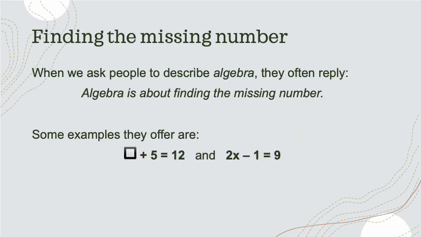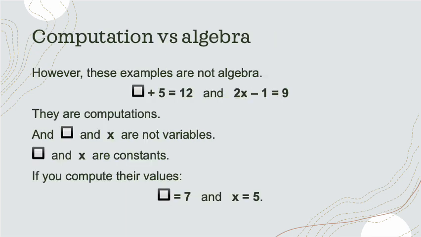When we ask people to describe algebra, they often say something like, algebra is about finding the missing number. Some examples they offer are blank plus 5 equals 12 and 2x minus 1 equals 9. However, these examples are not algebra. They are computations. And blank and x are not variables. Blank and x are constants. If you compute their values, blank equals 7 and x equals 5.